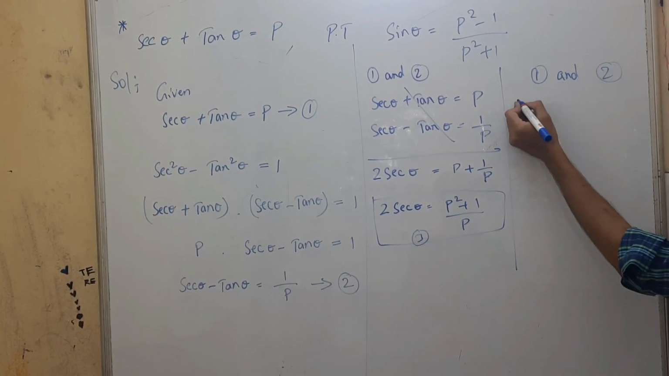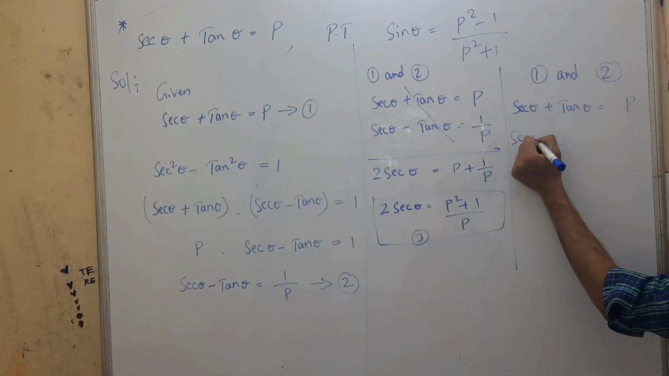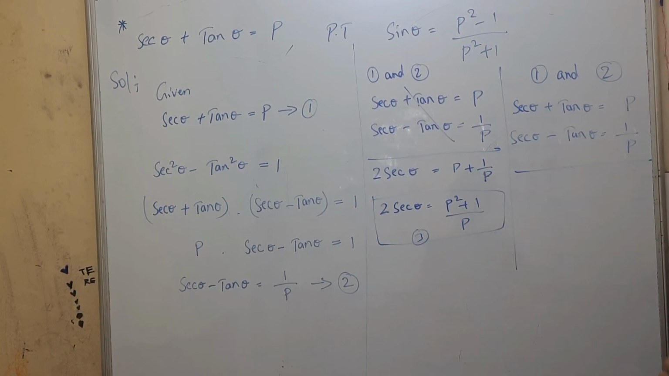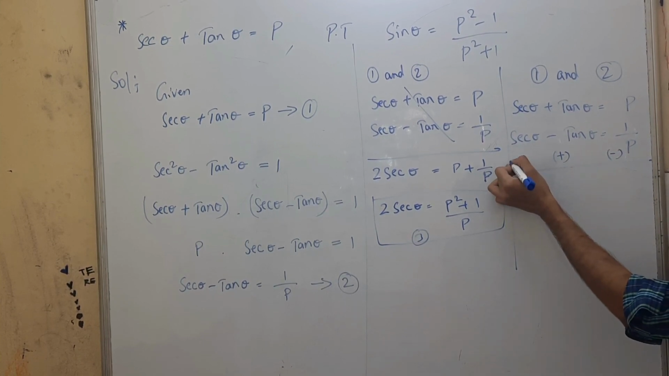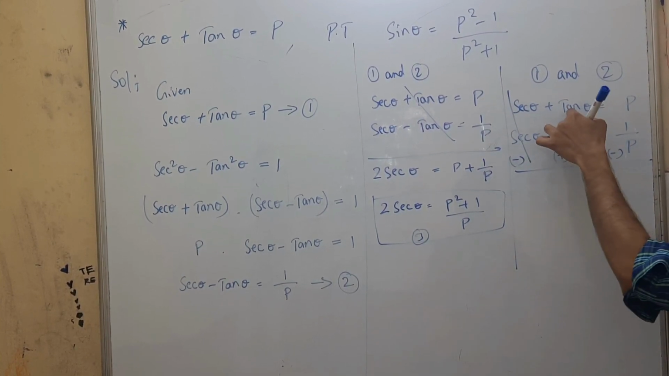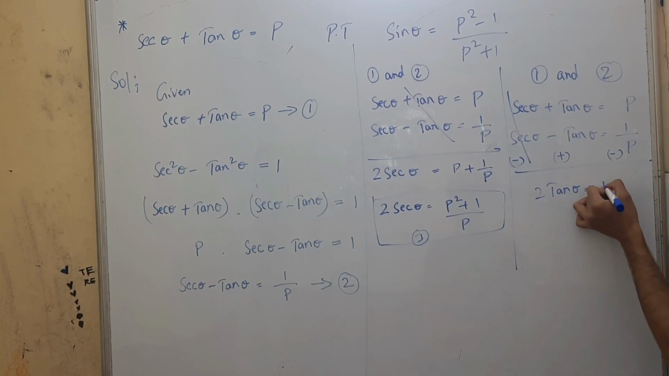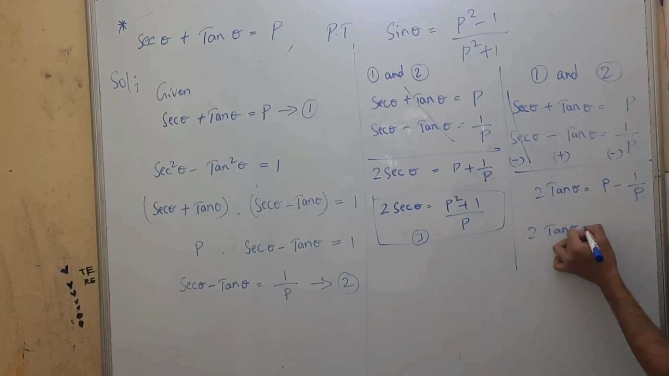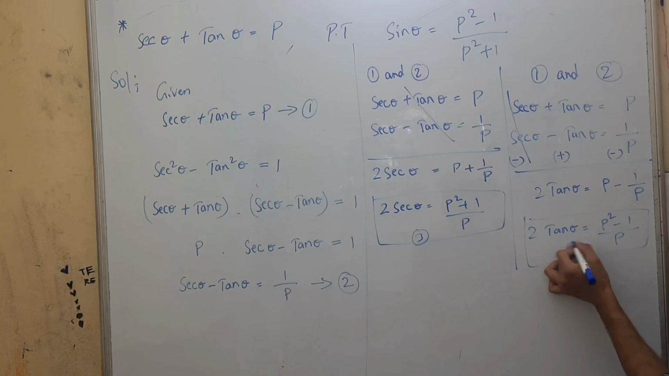Solving 1 and 2. Secant theta plus tan theta is equal to p. Secant theta minus tan theta is equal to 1 by p. Why are we solving this? Because you need to get the tan value also. Here changing the signs, this minus will become plus, this will become minus, plus minus will be cancelled. Both are plus tan thetas. So this will be 2 tan theta is equal to p minus 1 by p. This will be 2 tan theta is equal to p square minus 1 by p. Like this you got the fourth equation.